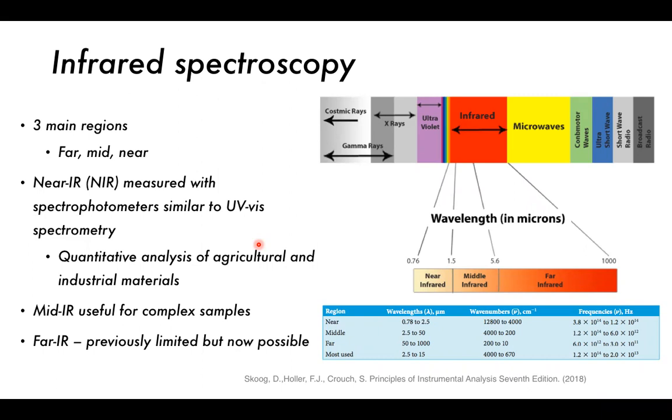Then we have mid-IR, which is useful for complex samples. So I've talked a little bit about that already. We will talk a lot about mid-IR. And then FIR was previously not really used, and it was pretty limited. It was pretty hard to get spectrometers in that region, but it's definitely not impossible, although most of the measurements still occur in the mid-IR.